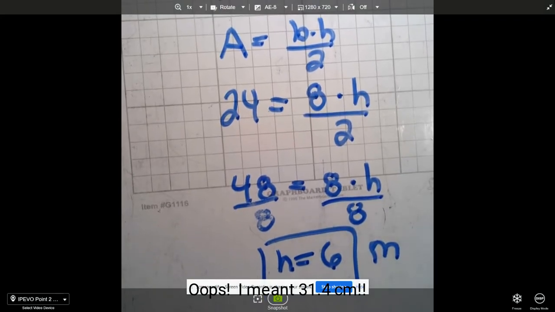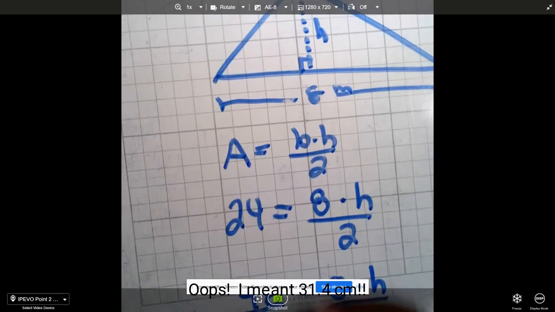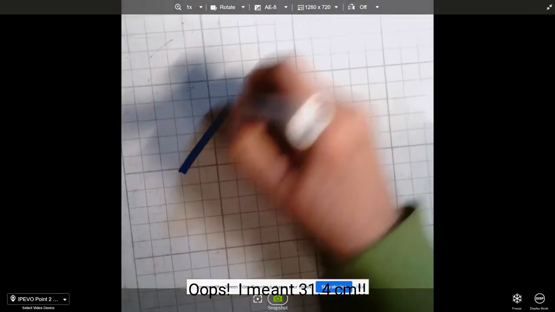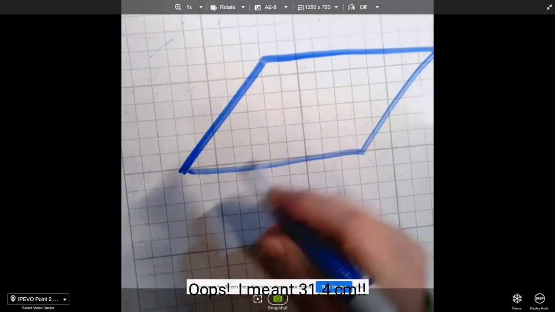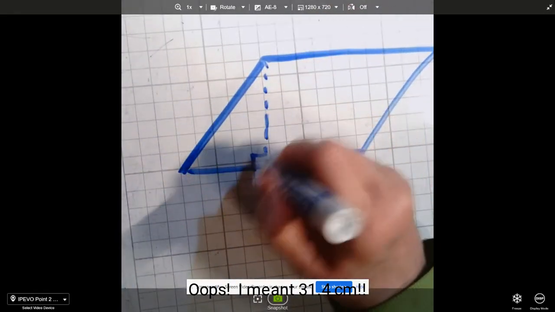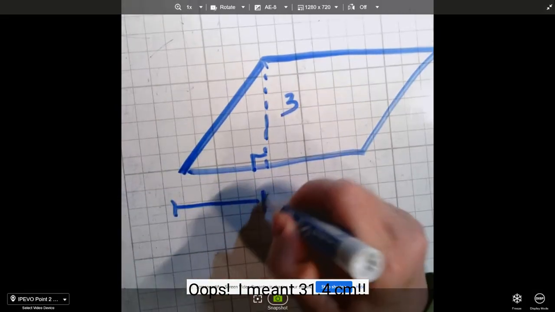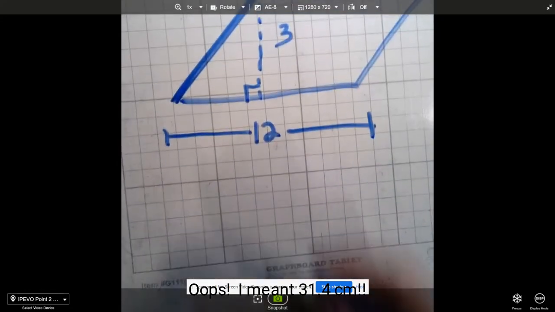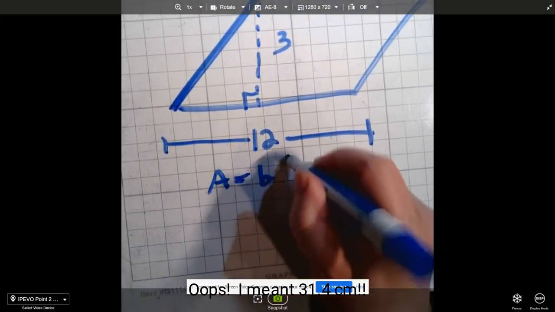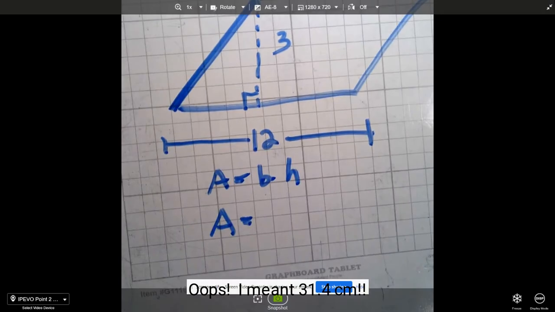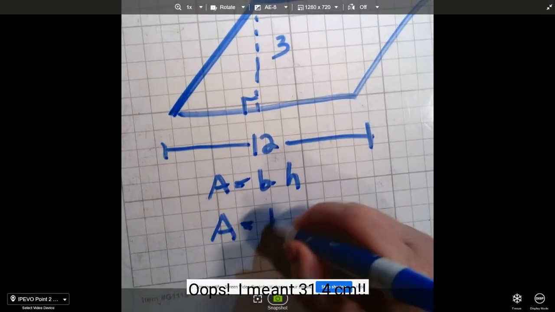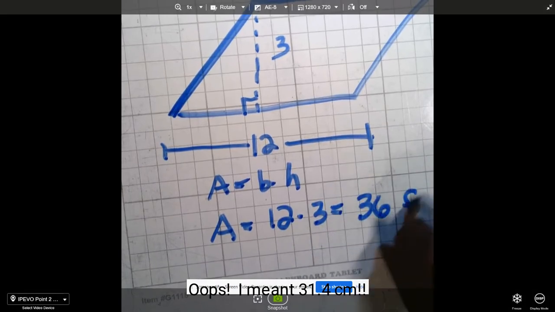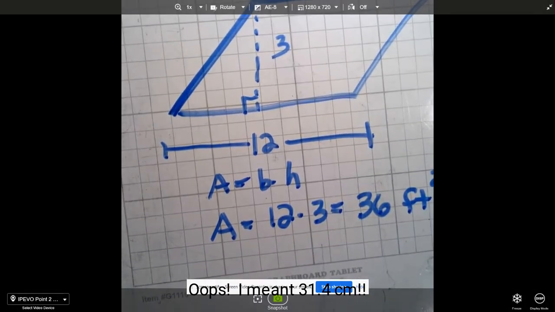And number 10 says, determine the area of the following polygon. And they drew a parallelogram. Parallelogram looks like this, where it gives you a height here of 3, and it gives you a base here of 12. Again, if you remember the formula for the area of a parallelogram, the area is base times height. This one's pretty straightforward. They give you both the base and the height. This would be 12 times 3. So this will be 36. And the units they gave you were feet, so 36 feet squared.